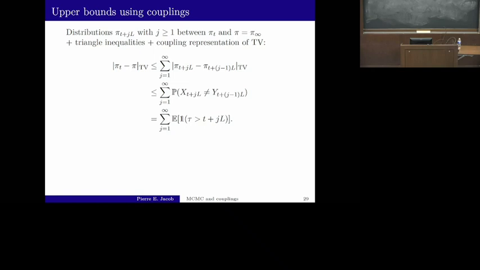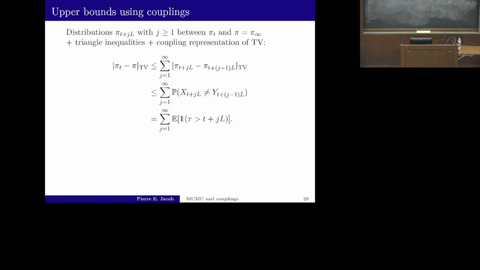Like before, we do a sort of telescopic sum argument. Here the TV satisfies the triangle inequality, and so this is always less than if we compute TV distances at a lag of L. So we have P_{t+L} minus P_{t+2L}, minus P_{t+L}, and so on. We're going towards infinity in steps of length L. Obviously, this is a loose bound. We're using the triangle inequality.